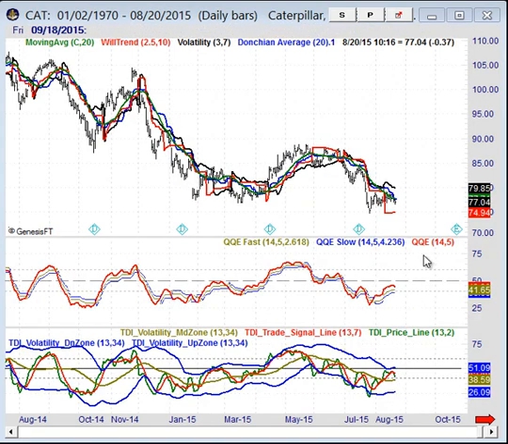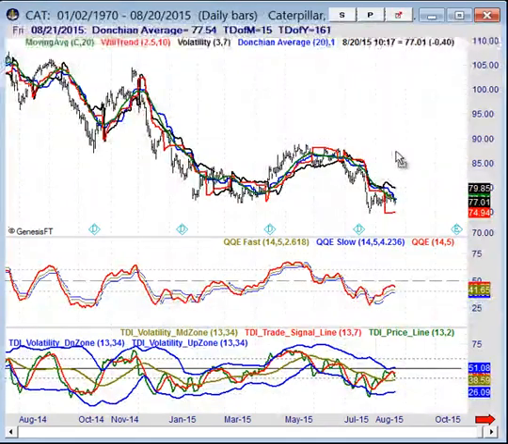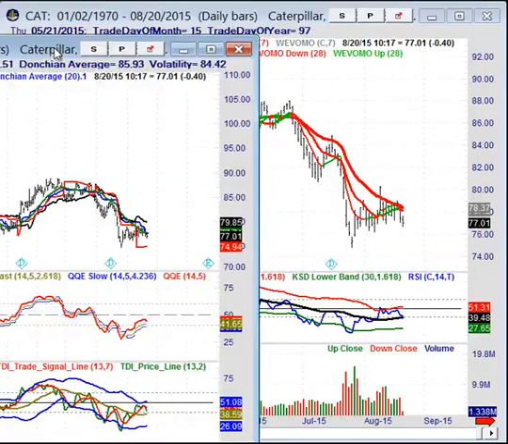QQE stands for Quantitative Qualitative Estimator, and the TDI is nothing more than the Trader's Dynamic Index. Both indicators are derived from RSI, and I find that to be very useful. But this momentum signature here, looking at this price chart, certainly confirms, or at the very least supports, my interpretation that recent price action in Caterpillar is indeed that of a counter-trend price move, again, most likely wave 4 within a larger unfolding 5-wave decline.